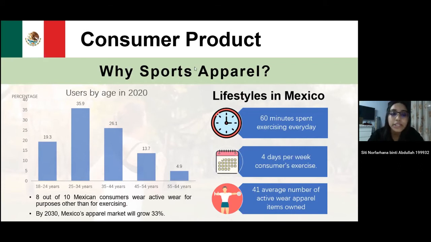Another reason why we chose to sell sports apparel is the lifestyle in Mexico. As you know, Mexicans live a healthier lifestyle. They spend 60 minutes exercising every day and at least 4 days per week. Mexican consumers like to keep up with the trend of athleisure and like to dress in activewear brands because of trends. 41 is the average number of activewear apparel items owned. And the last one is that 32% of Mexican consumers also wear activewear while shopping.